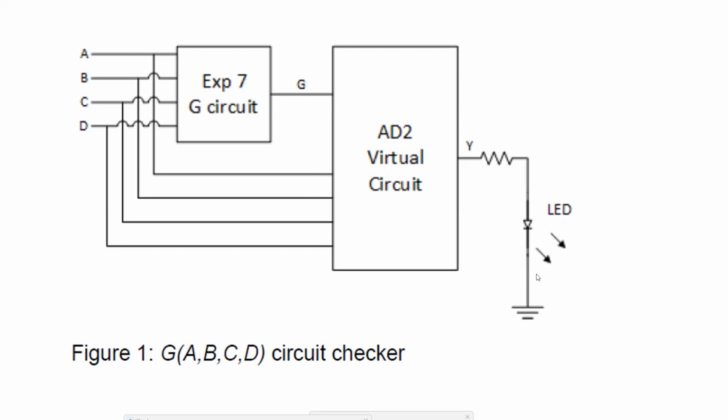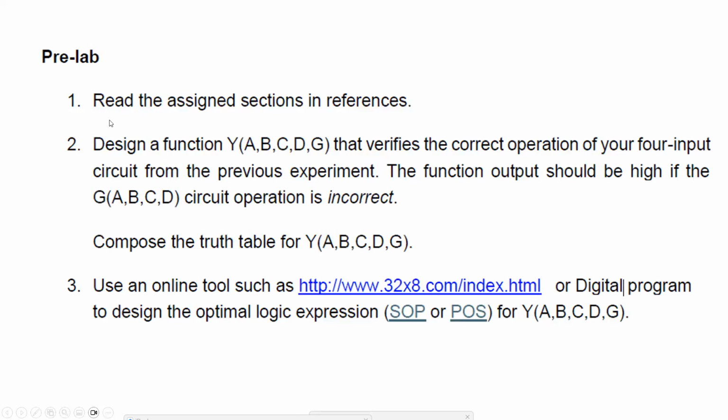Okay, so if you want to test it and see if it's going to work or not, try to disconnect one cable here, do some little change here, so that it can produce some false results. You got what I'm saying? So if your circuit here gives correct results all the time, this one will be off all the time. So that's what I'm telling you here. So you have a function, we call it Y, that verifies the correct operation of the 4 input function.